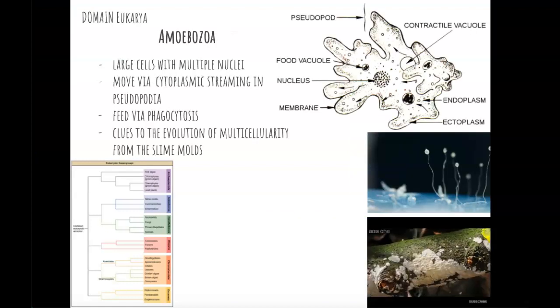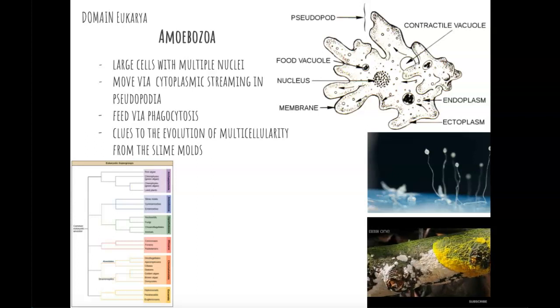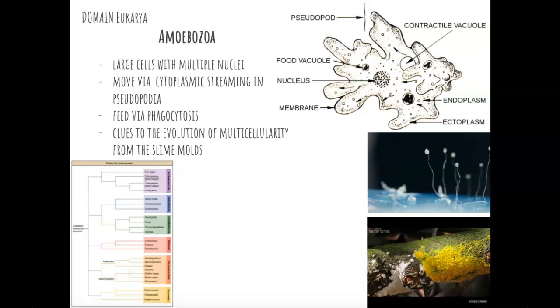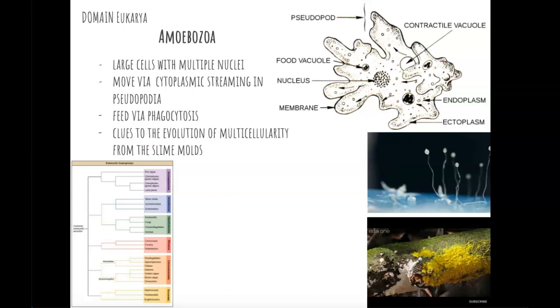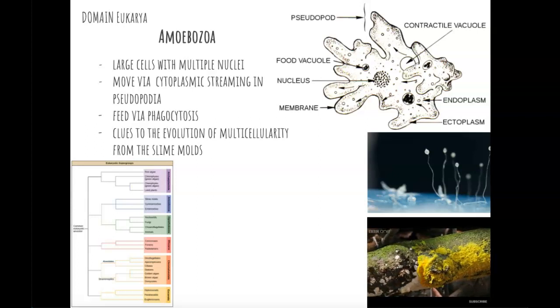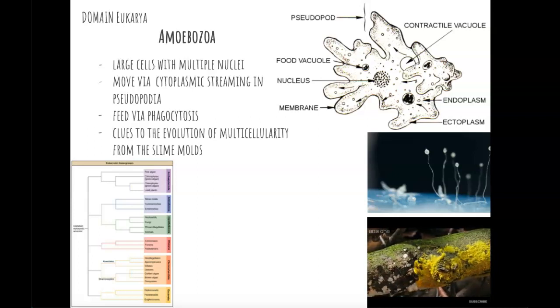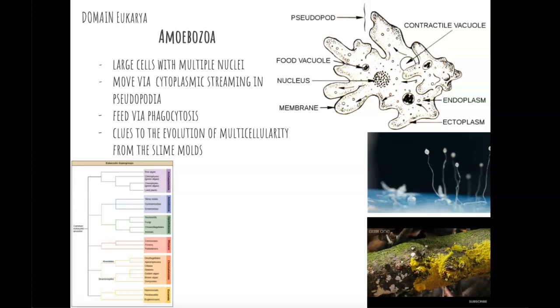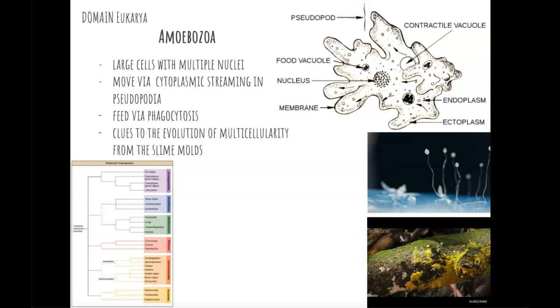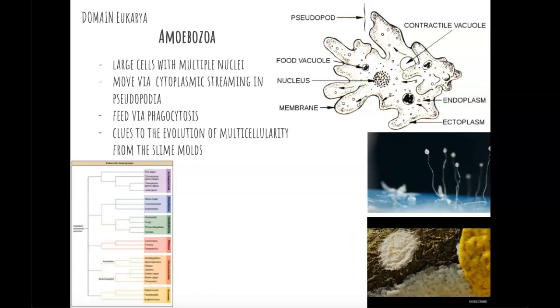The next supergroup is the amoebozoa. These consist of large cells with multiple nuclei, and they move via cytoplasmic streaming in their pseudopodia. So this group you probably looked at in your high school biology course, and you can remember them sort of crawling along the surface. They'll extend out their pseudopodia and then sort of pull the rest of their body along with them.